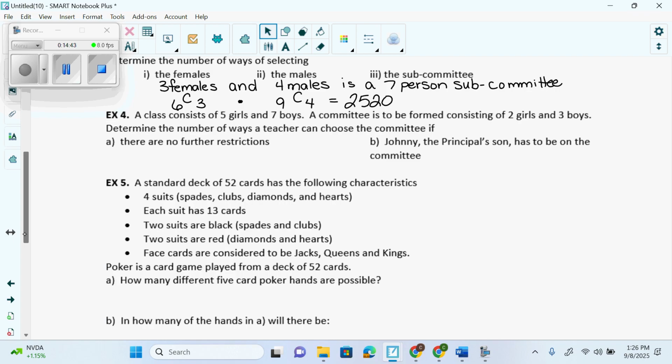Nothing's different for them. So I need to get 2 girls and 3 boys. How do I guarantee getting girls? Choose from the girls. How many girls are there? 5, C, 2. If you haven't noticed, the C is up and the 5 and the 2 are subscripts. So it's 5, C, subscript 2. And means I multiply. And how many boys? 7, C, 3. Type that in.